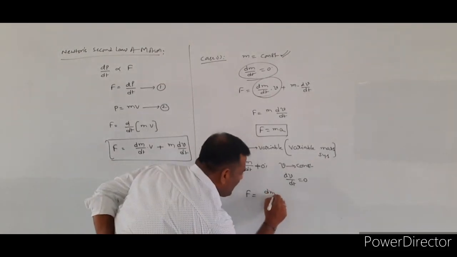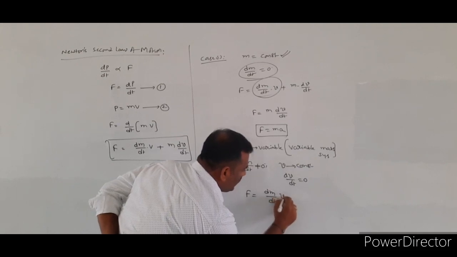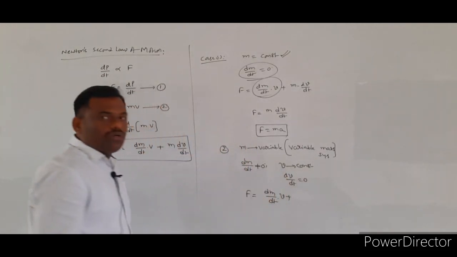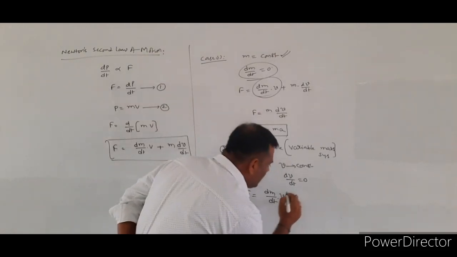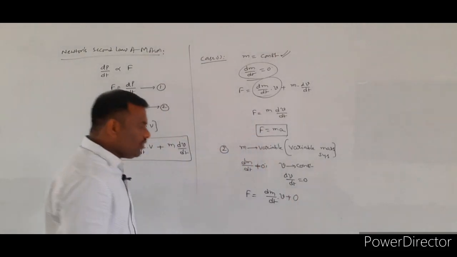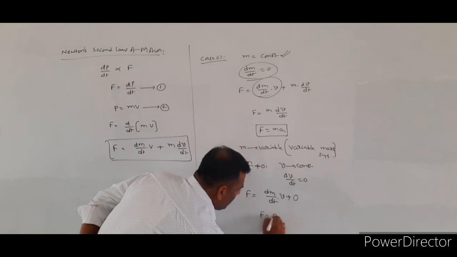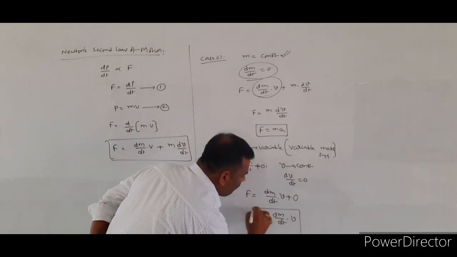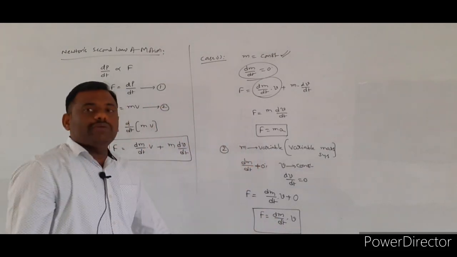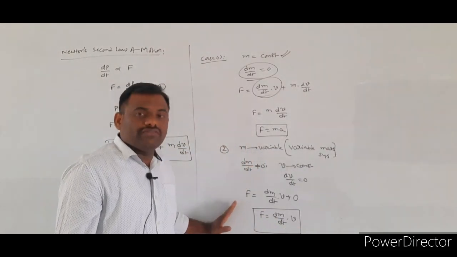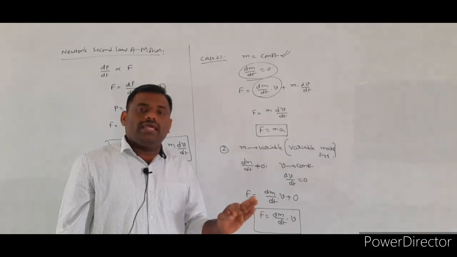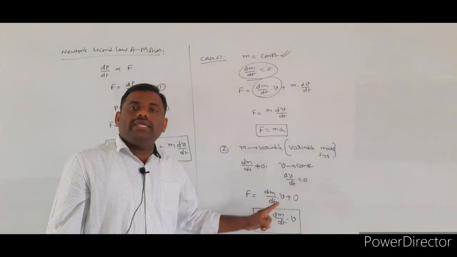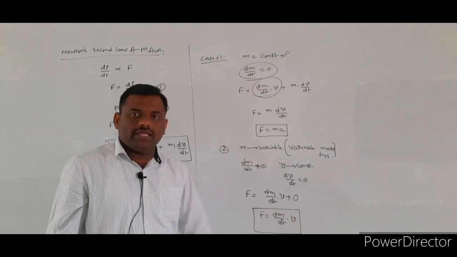The first term will be as it is, that is dm by dt into v, plus, and here dv by dt value is equal to 0, so the second term value will be equal to 0. So the standard formula for the force acting on the variable mass system is a very, very important formula. The standard formula for the variable mass system is given by F is equal to dm by dt into V.